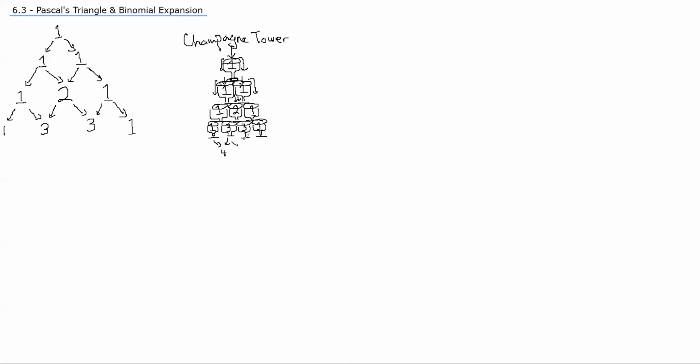That would be a 4. That would be a 6. That would be a 4 and 1 and 1, so on and so forth. So this is Pascal's triangle.